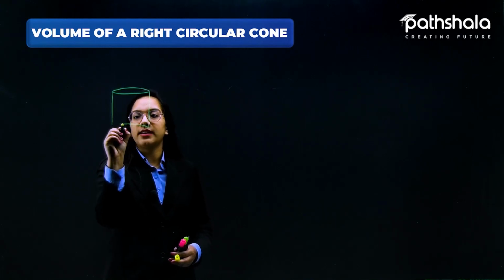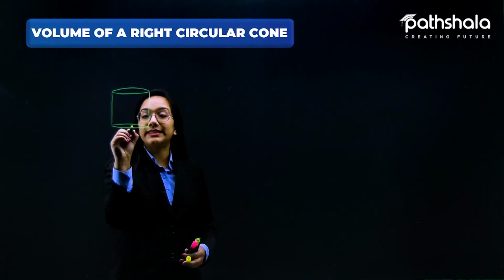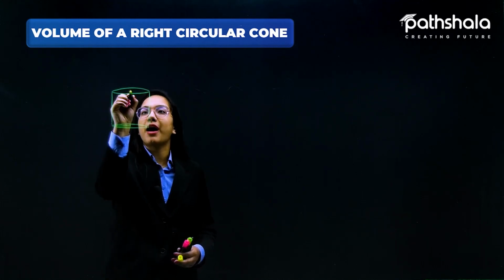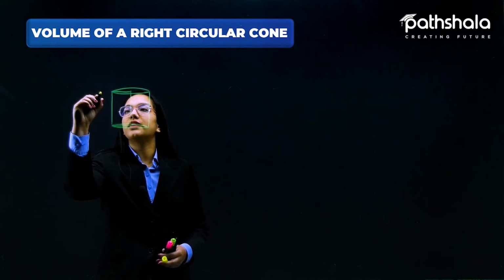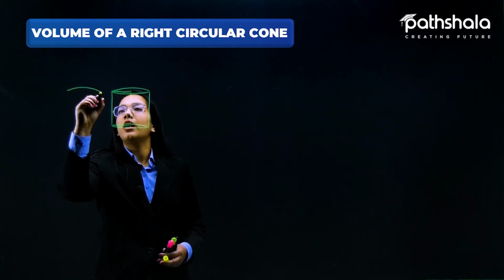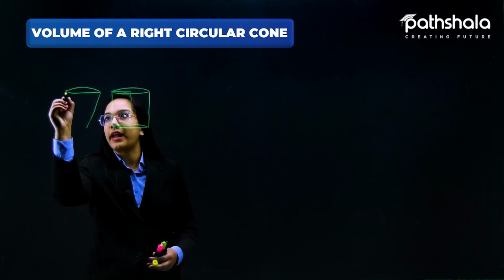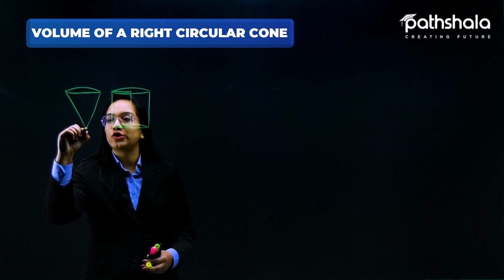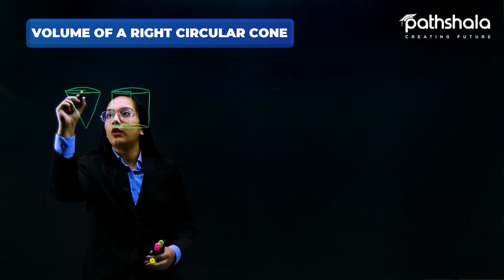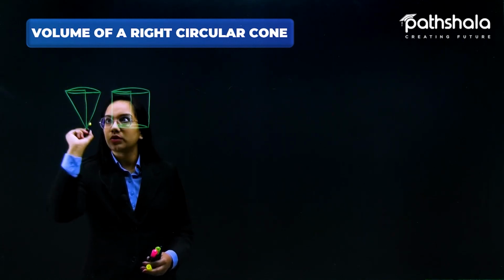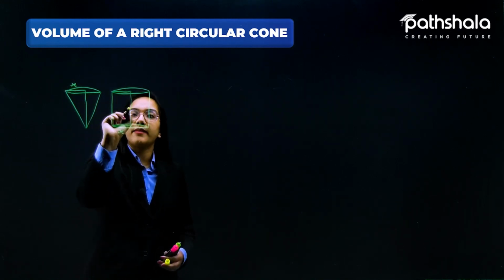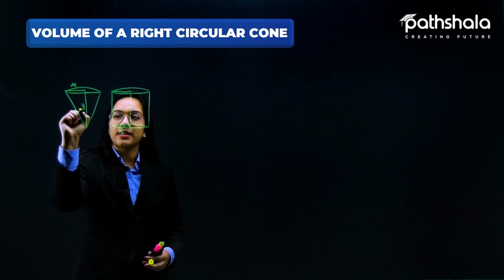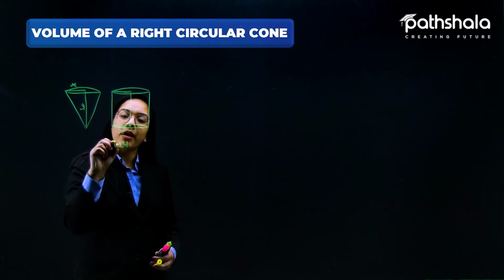First of all, I'm taking a cylinder, and of the same radius and the same height, I'm taking a right circular cone. Both of them are hollow. Let us suppose I'm taking the radius as r for both, and the height as h for both, and both of them are hollow.